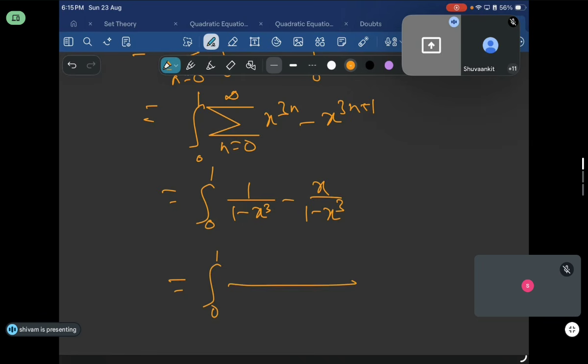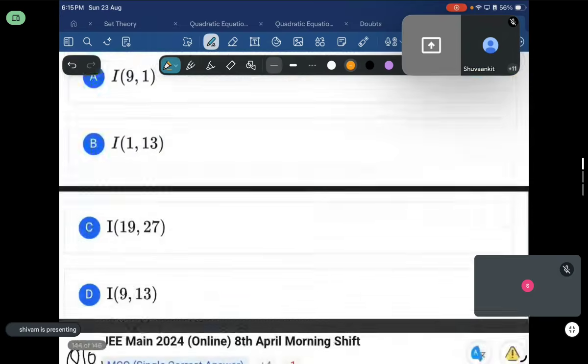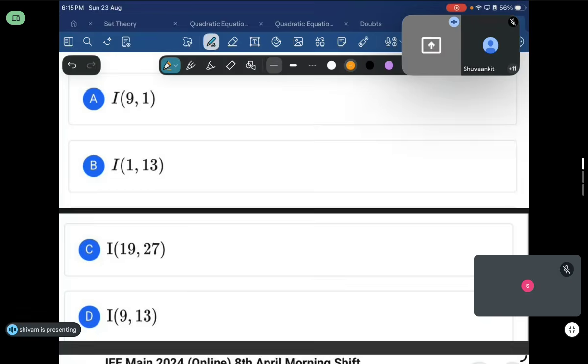This will be integral from 0 to 1, 1 minus x cube as the LCM. Numerator is 1 minus x. 1 minus x by 1 minus x cube will become integral from 0 to 1 dx by 1 plus x square. This you have done a lot of times. Okay, tan inverse will come. Right, those who are online, anyone having any doubt, tell me.